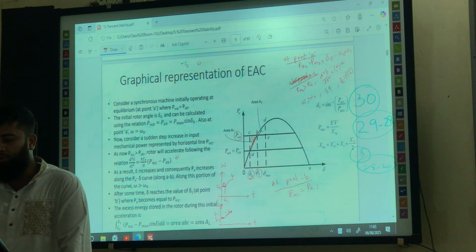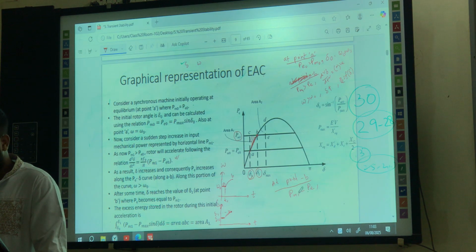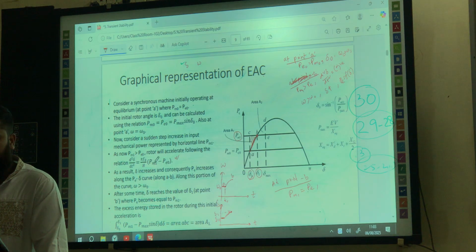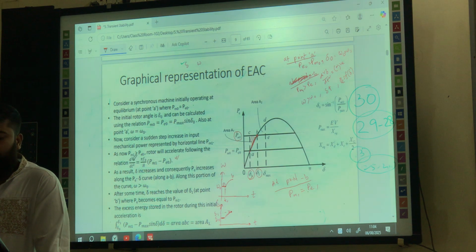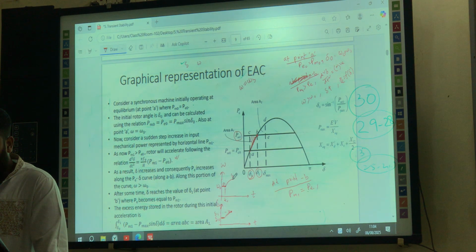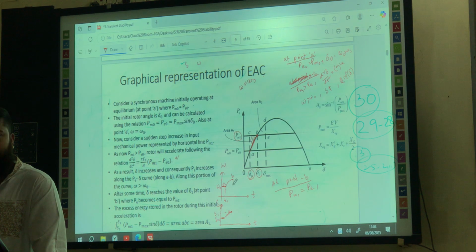Okay, now we are at point B. So at point B, PM1 is equal to PE, right? So using the swing equation, the acceleration should be 0, right? Acceleration 0 means the rotor will rotate at synchronous speed again, right? That means the rotor speed omega should be omega s. But at point B, what was the value of this omega? It was higher than omega naught, right? Can it be suddenly omega naught? Can this jump happen suddenly like this?